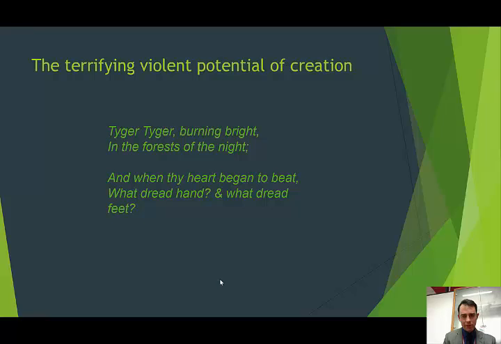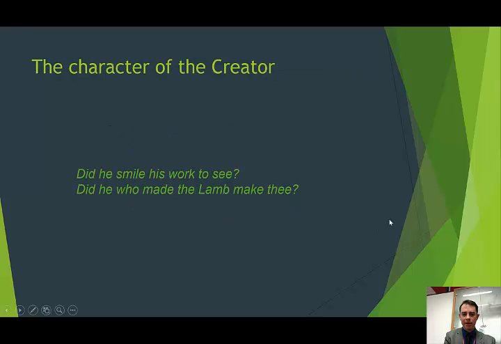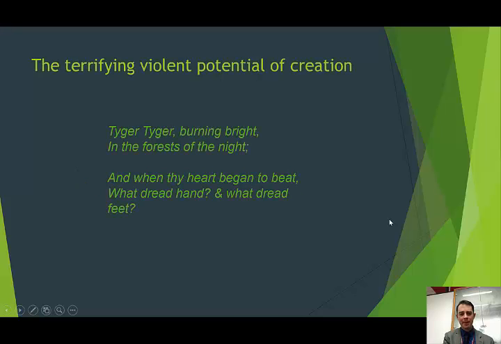And as humans, perceiving the tiger, they're pretty terrifying beasts. So we have this kind of horrified language here to describe the tiger. And then we generalise from this point. If the tiger is a symbol for creation, then we look at the destructive power of creation in general.